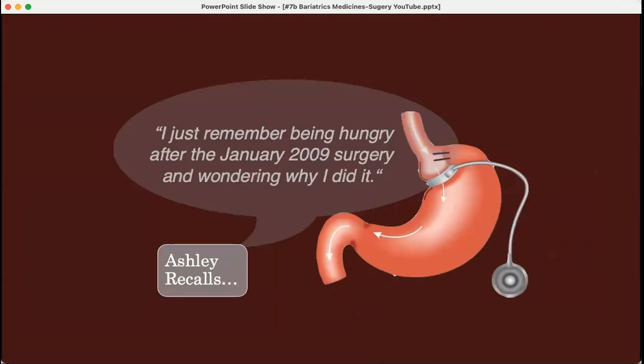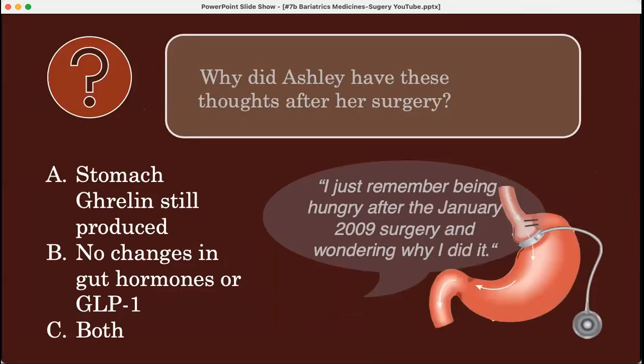Okay, so what she remembers is that she was hungry all the time after she had the 2009 surgery, and she's wondering why she did it. So why did she have all these thoughts after her surgery? Was it their stomach ghrelin still being produced? Was she having no changes of her gut hormones, GLP-1 or PYY, or both? And the answer is both.